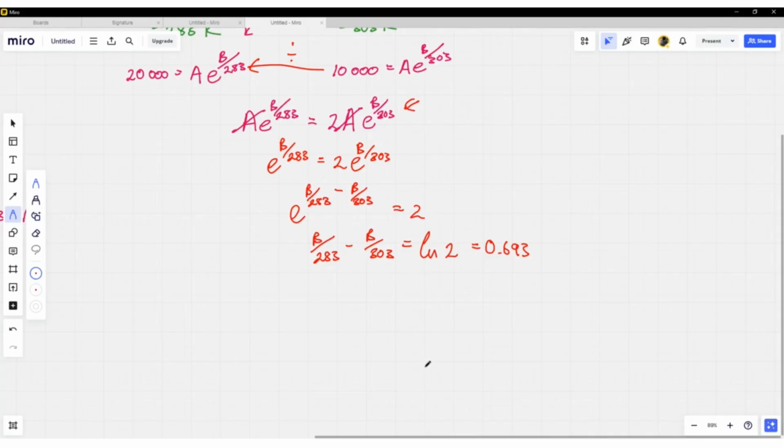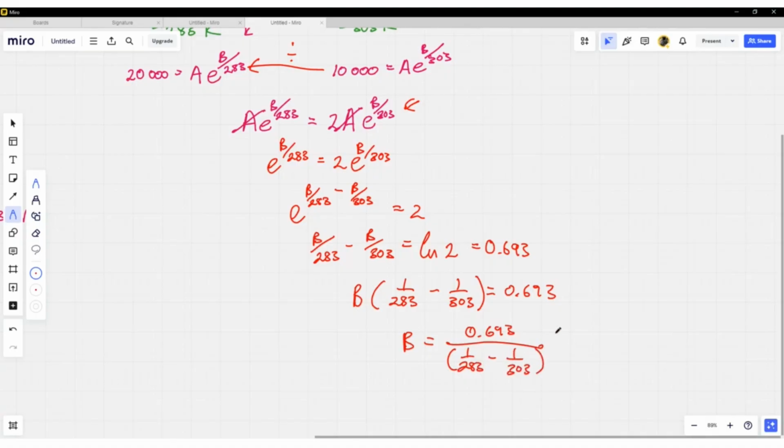Right, so this is where things are a tad bit tricky, but it's not that bad. So you can take B out as a common factor there: B times 1 over 283 minus 1 over 303 is then equal to 0.693. So B is 0.693 divided by 1 over 283 minus 1 over 303. It's going to give you quite a big value there.